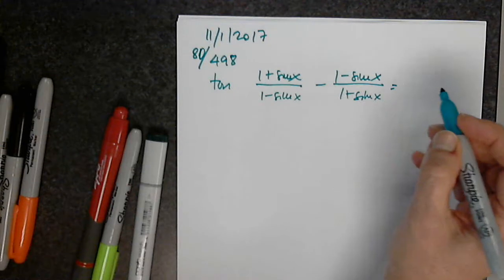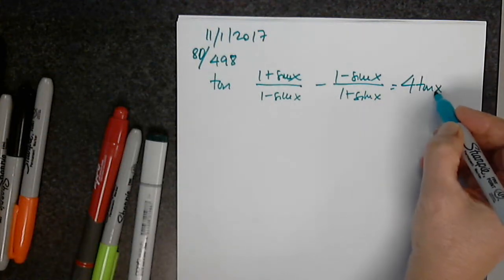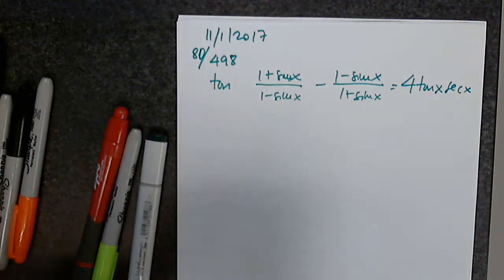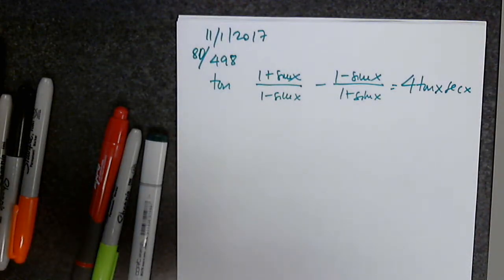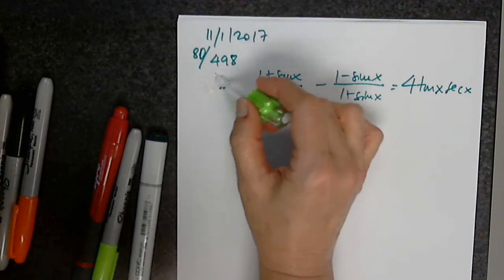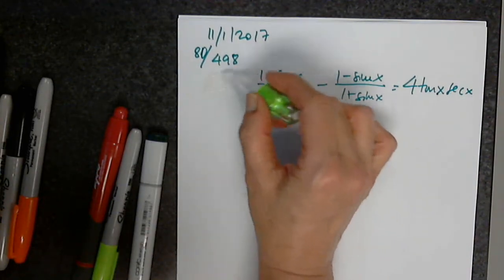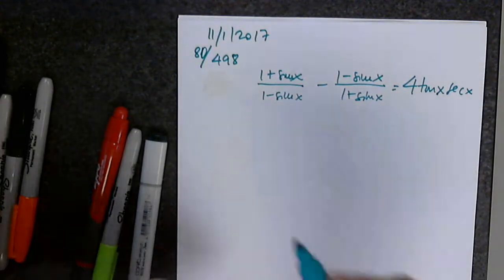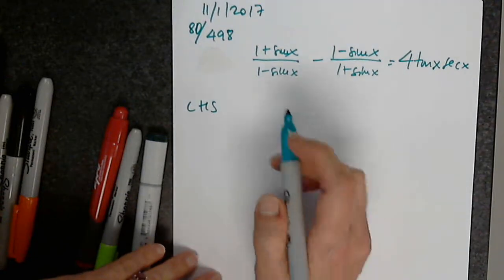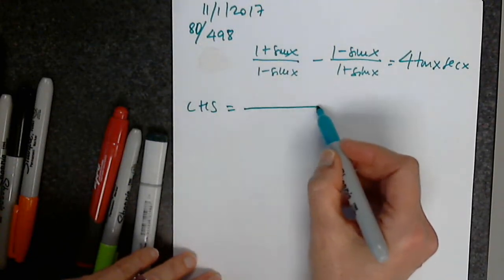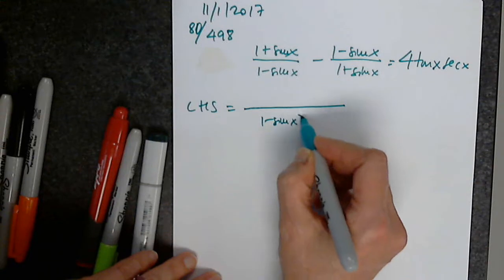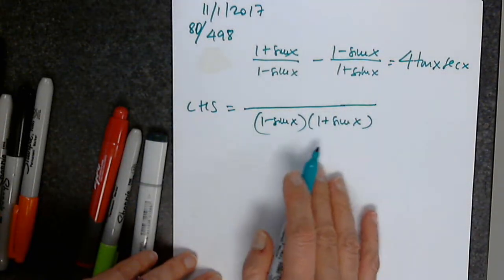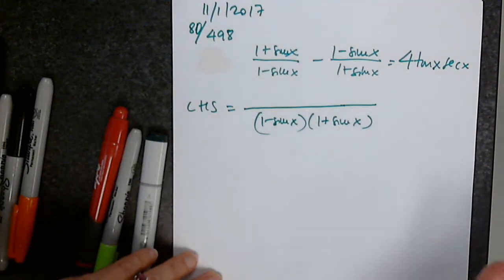plus sine x. They say it's 4 tangent x secant x. Good. So let's start from the left-hand side, obviously, and see if we can get the right-hand side. Okay. So the left-hand side, I find the least common denominator to be 1 minus sine x times 1 plus sine x, because I remember you say 1 minus sine squared. So I think we did something similar.